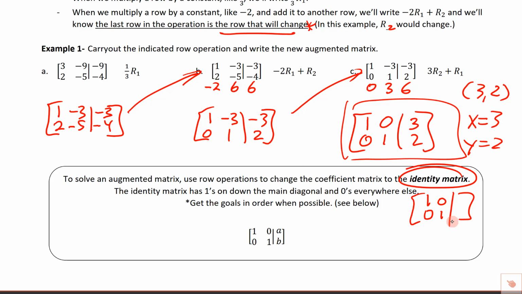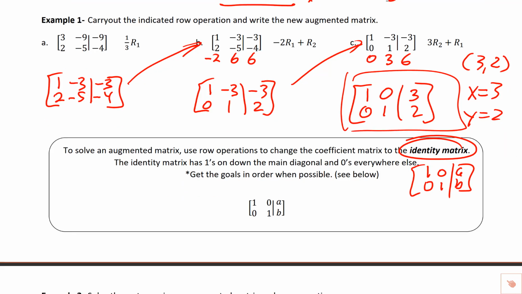When we have ones down the diagonals and 0 everywhere else, that's called an identity matrix. And over here, we just have the answers. So we get an answer for x right here, and we get an answer for y right there. Okay, everybody good? Raise your hand if you've seen this before. Okay, watch please. Hold on, don't flip it over.